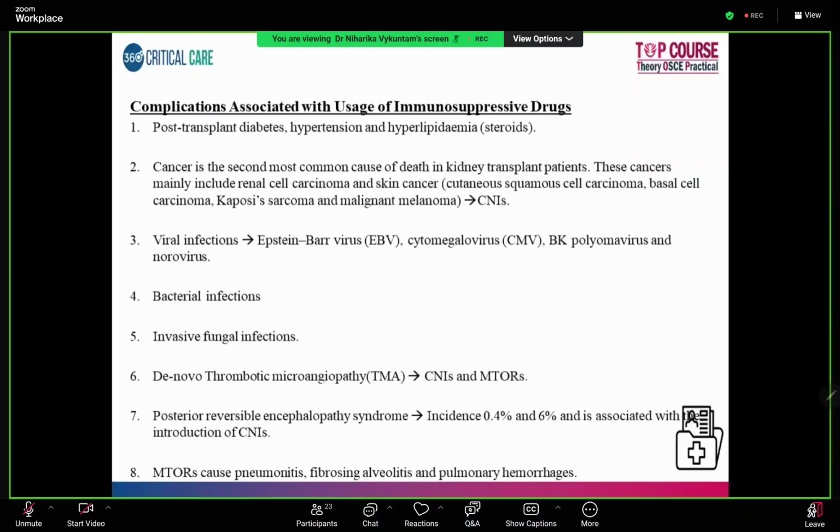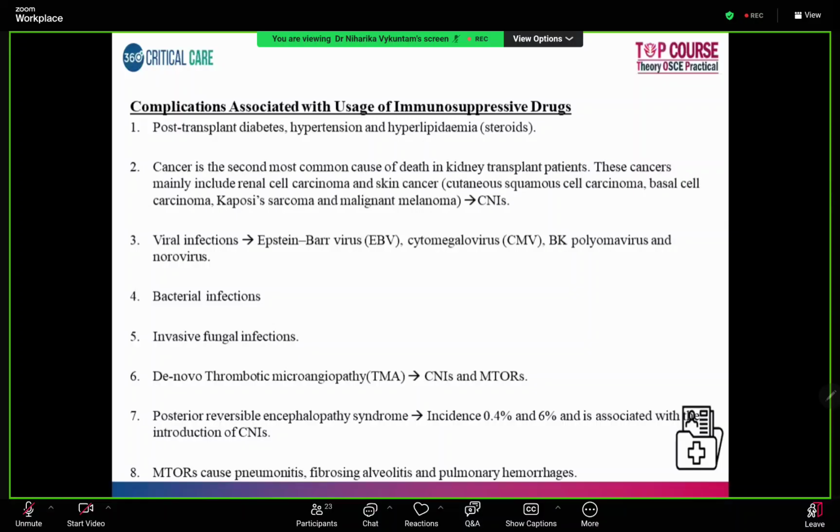skin cancers. The most common skin cancers are cutaneous squamous cell carcinoma, basal cell carcinoma, Kaposi sarcoma, and malignant melanoma. This is most commonly seen with the calcineurin inhibitors. Coming to the viral infections, EBV, CMV, BK polyoma virus, and norovirus are also common viral infections in patients on immunosuppressive drugs. You have other infections like bacterial infections and invasive fungal infections.